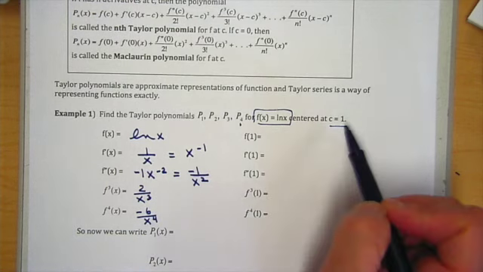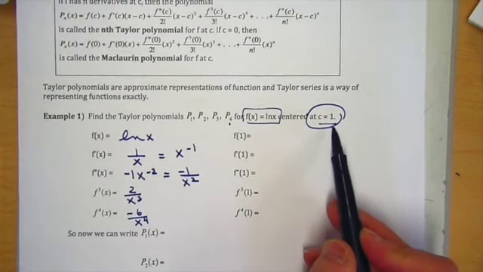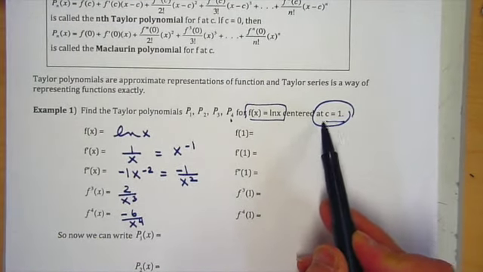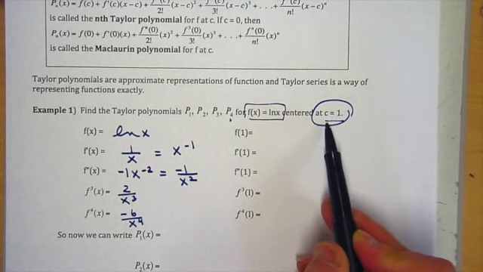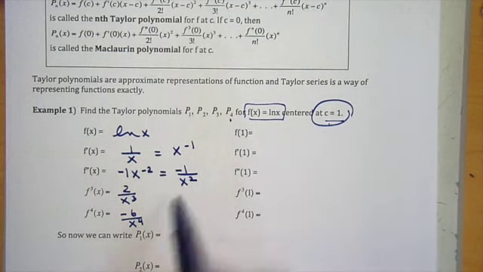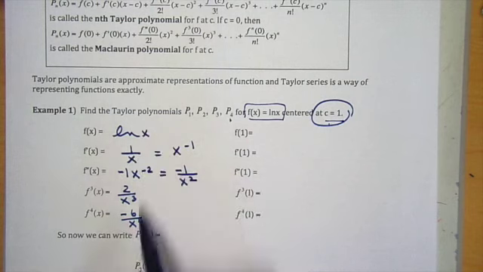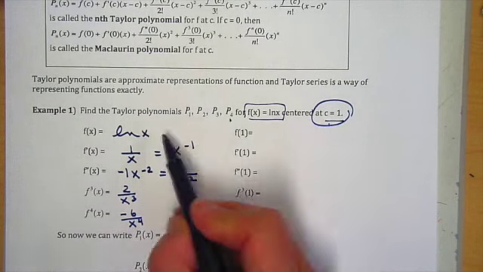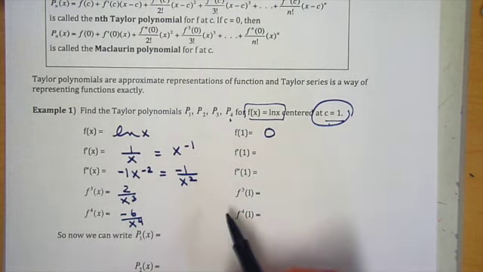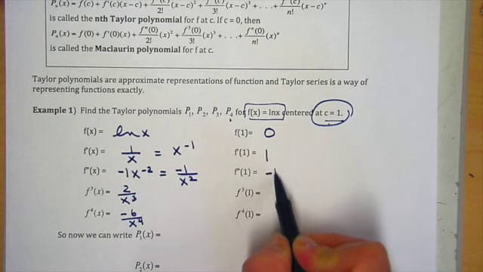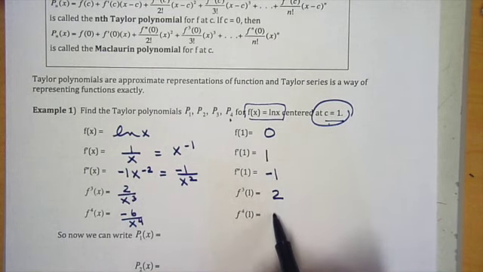Next thing we're going to do is I want to know what happens at x equals 1, or where I'm centered at. So in this case it's going to be 1. So I'm going to plug in 1 for all of these derivative values. First of all, the function, natural log of 1, is 0. This is going to give me 1, this is going to be negative 1, this is going to be 2, this is going to give me 6.